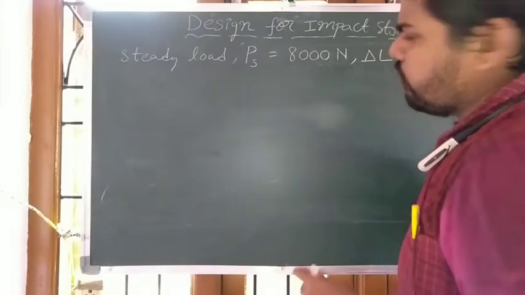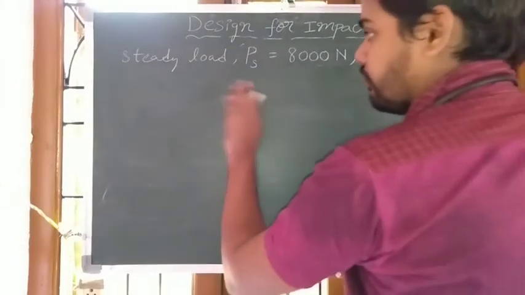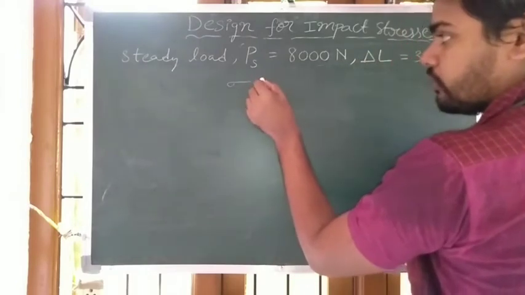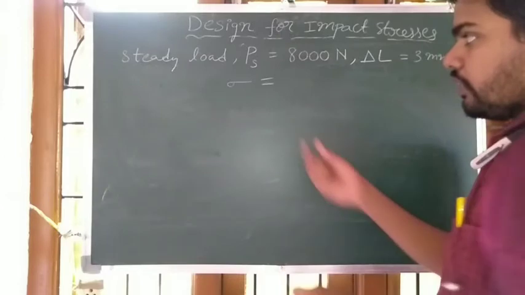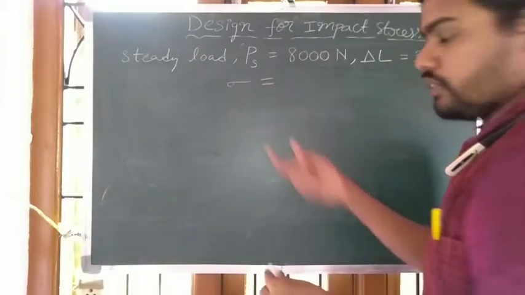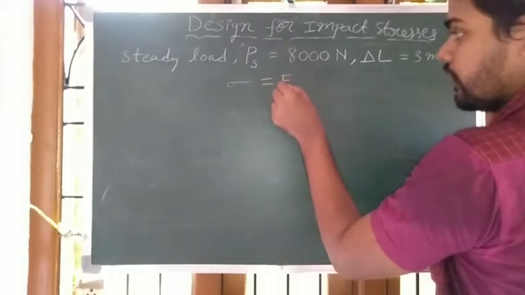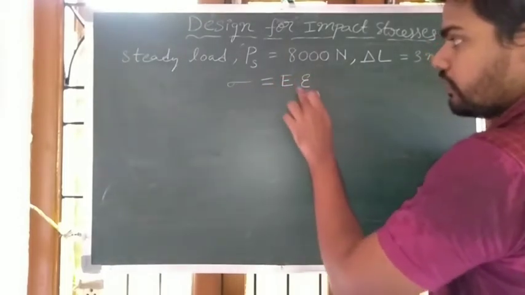So how do we calculate the length of the bar? There is a relation from Hooke's law. Within the elastic limit, stress is directly proportional to strain. After removing the proportionality, we get one constant, Young's modulus. So sigma is equal to capital E into epsilon, where E is Young's modulus, sigma is stress, and epsilon is strain.